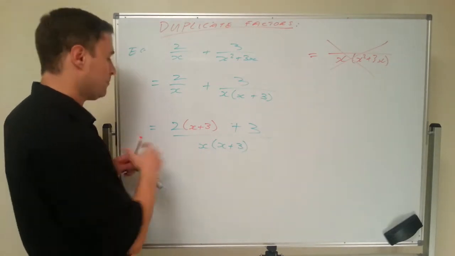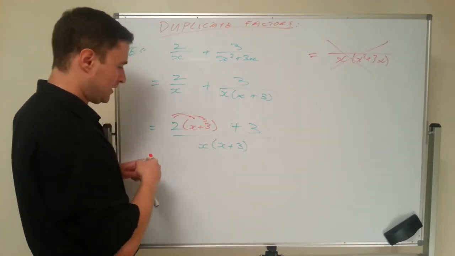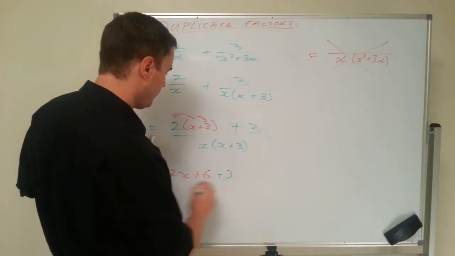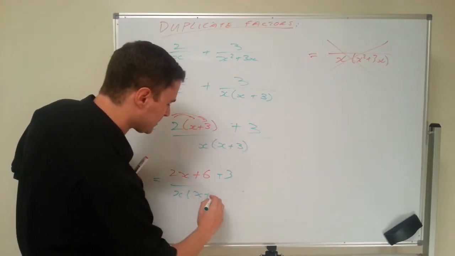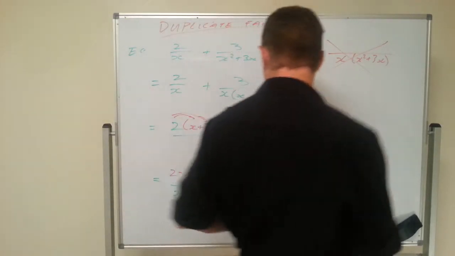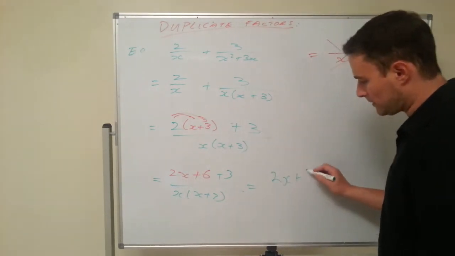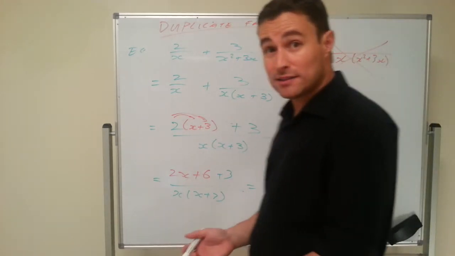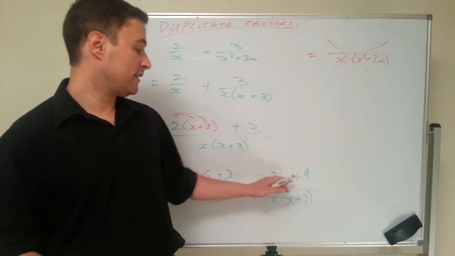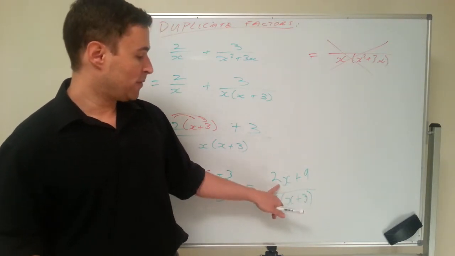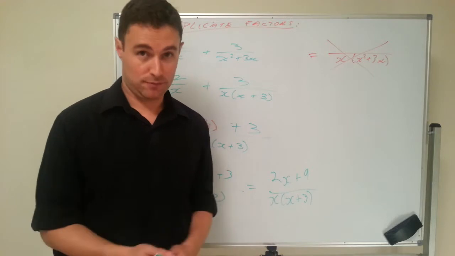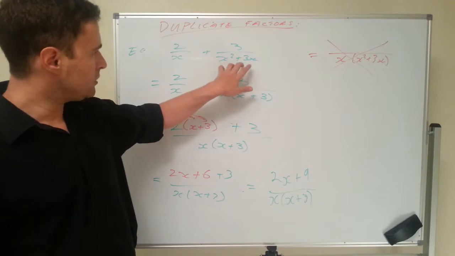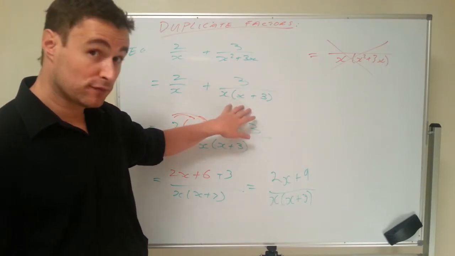If I multiply this out, 2 times x is 2x, 2 times 3 is 6, plus 3, all over x brackets x plus 3. If we tidy it up even further, we've got 2x plus 9 all over x times x plus 3. It would be nice if there was a common factor that could come out the top to cancel, but there is no common factor between 2x and 9. That's as far as it goes. You with me? Fantastic. So the trick of this is to always make sure that the denominator is already factorized as far as it can go.